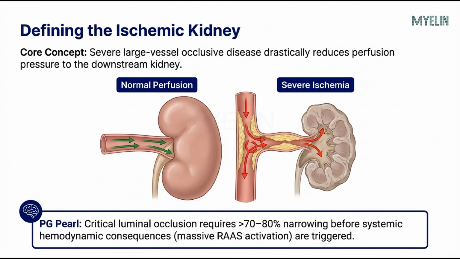This is very important for the exam. If an exam question describes a patient with a 50% narrowing of the renal artery, this alone will not cause the massive secondary hypertension cascade. The blockage must be critical, crossing that 70 to 80% threshold before the perfusion pressure drops low enough to alert the juxtaglomerular apparatus. When that threshold is crossed, the kidney effectively acts as if the patient is bleeding to death, initiating a desperate and ultimately destructive compensatory response to raise systemic blood pressure.